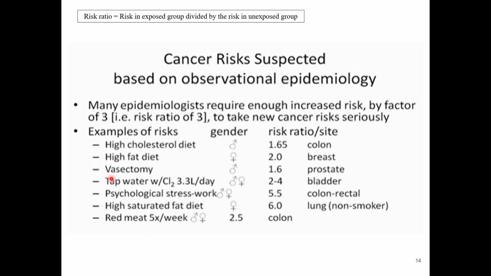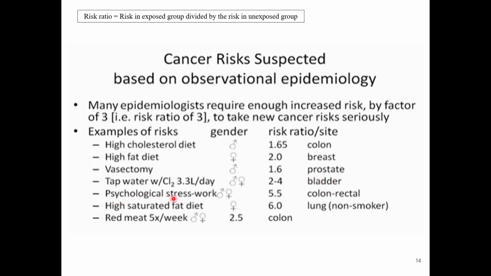So here are some examples of events with the risk ratio. High cholesterol diet, which occurs in male, has a risk ratio of 1.65, and the site is colon. High fat diet in female has a risk ratio of 2, and it occurs at breast. Vasectomy, in male, has a risk ratio of 1.6, and it occurs at the prostate. Tap water with chlorine, at a value of 3.3 liters per day, occurs in both genders, male and female, and has a risk ratio of 2 to 4. The site of occurrence of the cancer is bladder.